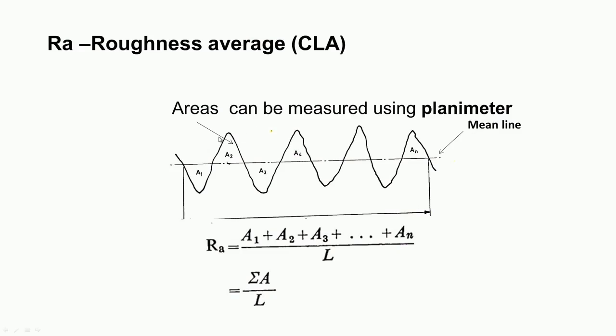So, we have another approach: RA can be analyzed by measuring areas. You can see here, we have the main line or center line, and below the center line we have areas A1, A3, A5, etcetera, and above the center line we have areas A2, A4, A6 up to AN. Now, these areas can be measured using a planimeter, so that measurement of ordinates is avoided. So, we can accurately measure the areas using a planimeter, and then calculate the summation of all the areas divided by the length. This will give us the RA value.